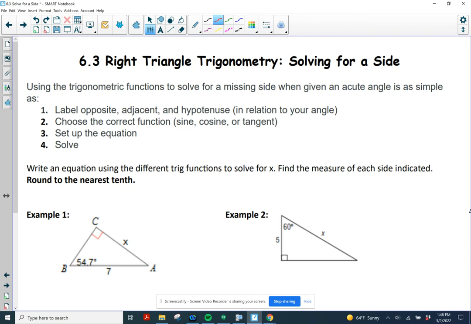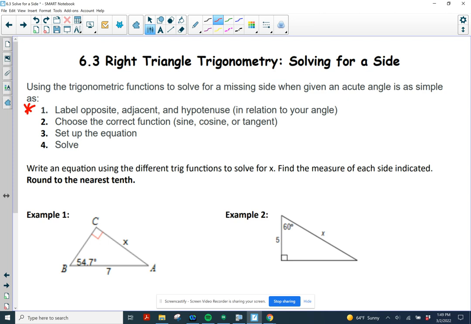Welcome. We are going to look at section 6.3, using right triangle trigonometry to solve for a side of a right triangle. So we're going to use the three trig functions, sine, cosine, and tangent, to solve for a missing side when we are given an angle. So we know one of the smaller angles, one of the acute angles. The steps that we go through are listed, a four-step process right here.